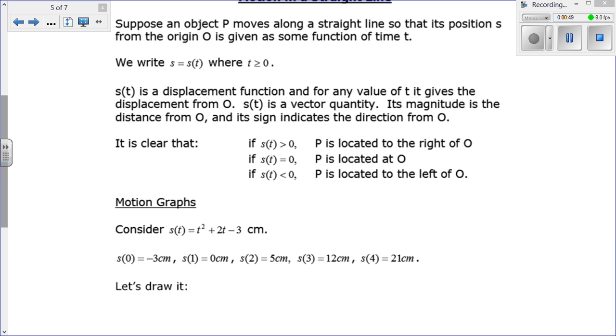S of t is a vector quantity. Its magnitude is the distance from O, and its sign indicates the direction from O. So it is clear that if S of t is greater than 0, P is located to the right of O. If S of t is equal to 0, then P is located at O, and if S of t is less than 0, then P is located to the left of O.